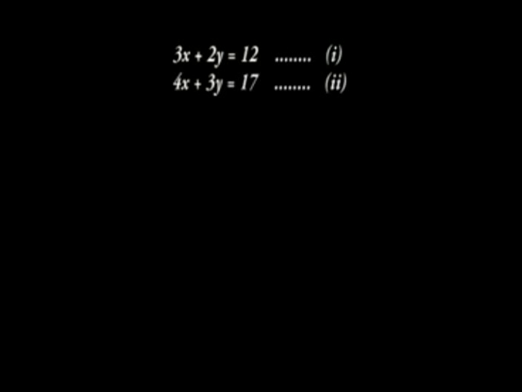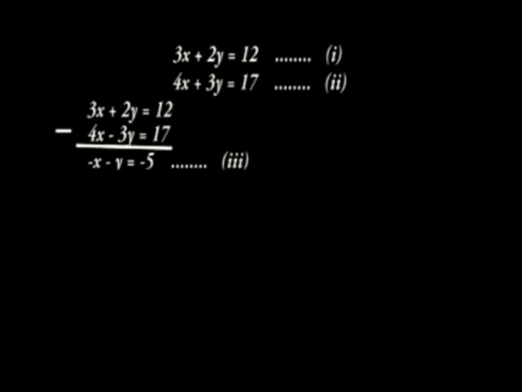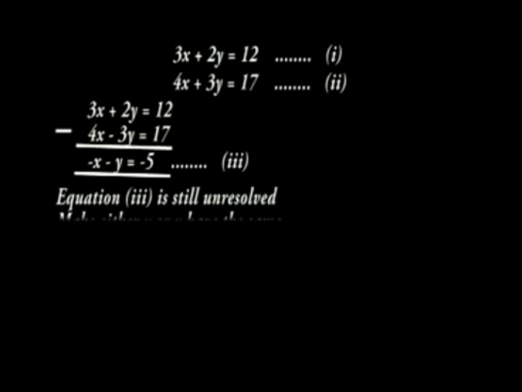If we subtract the equations as they are, we will still end up with two unknowns. That is, 3x plus 2y equals 12, 4x plus 3y equals 17. Subtracted, we have minus y minus x equals minus 5. Equation 3 is still unresolved. We must find a way to make either x or y have the same coefficient. Let us start with y.